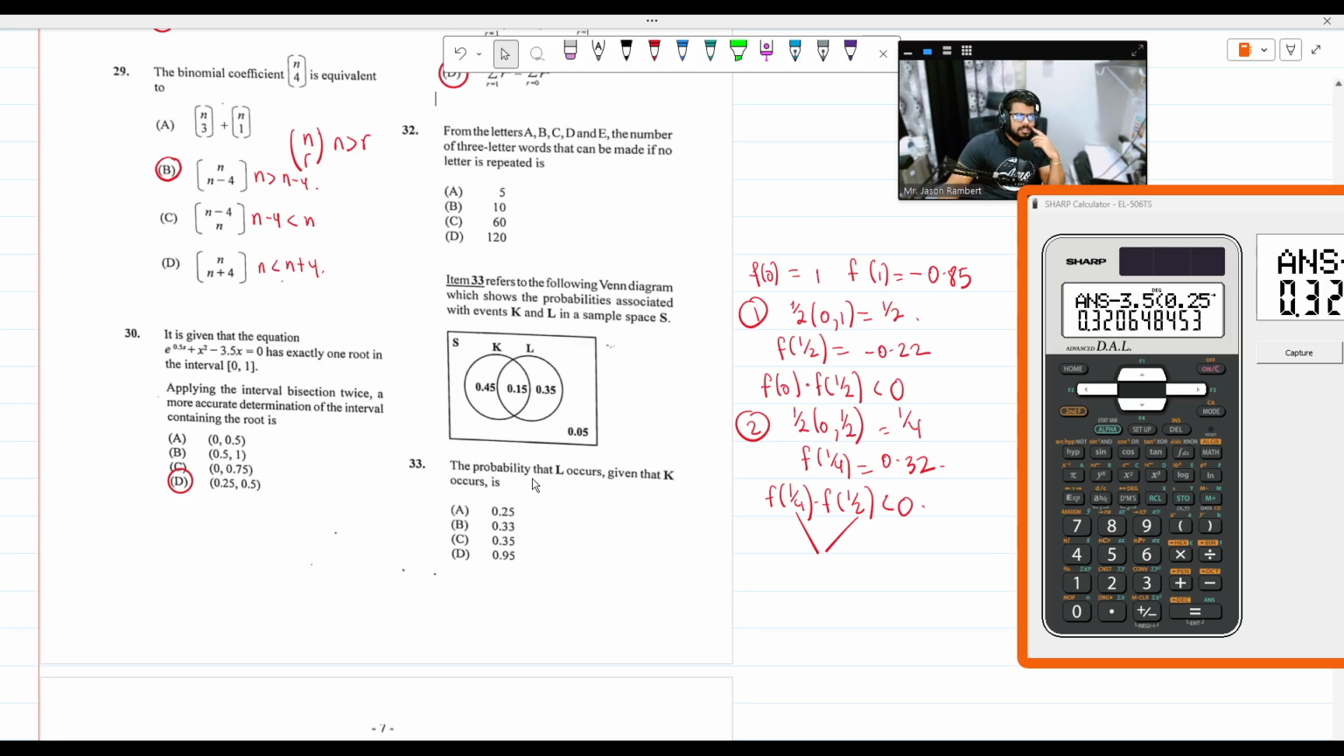From the letters A, B, C, D, and E, the number of 3-letter words that can be made if no letter is repeated. So a 3-letter word, I'm picking 3 from 5, which is just 5P3, which is 60.